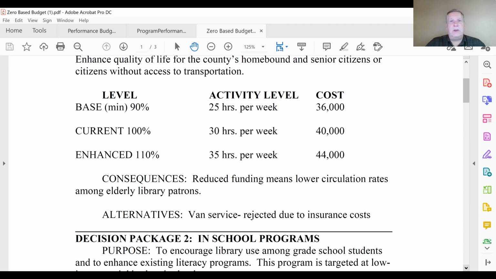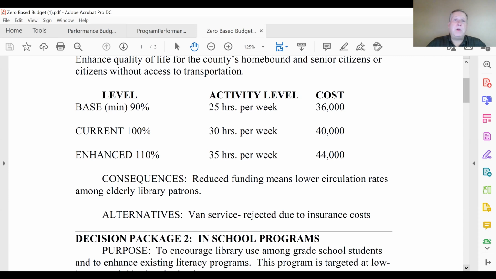What are the consequences? Well, a reduced funding level means lower circulation rates among our elderly library patrons. So we can now make a decision about how important it is for us to maintain our circulation rates among our elderly patrons. Is it important we keep the levels where they're at? Is it important that we serve more by having 5 additional hours per week? Or are we okay with serving our elderly patrons less and cutting back 5 hours per week on our activity levels? It gives us those alternatives that we can choose from within that decision package.